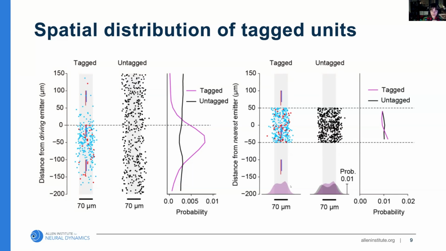In terms of the X direction, we find that the units that are tagged do tend to be clustered a little bit more towards the center of the shank compared to the untagged neurons, which have a bit more of a tail around the edges, which does indicate that there is some subset of units that are right on the boundary of where the data can be collected.